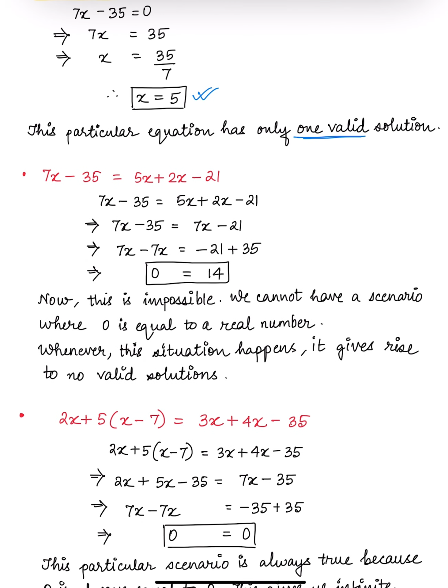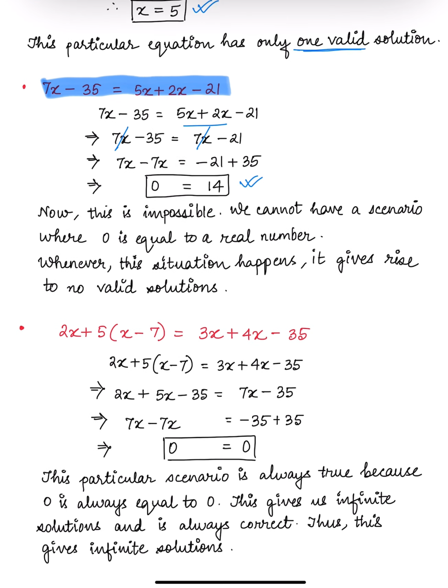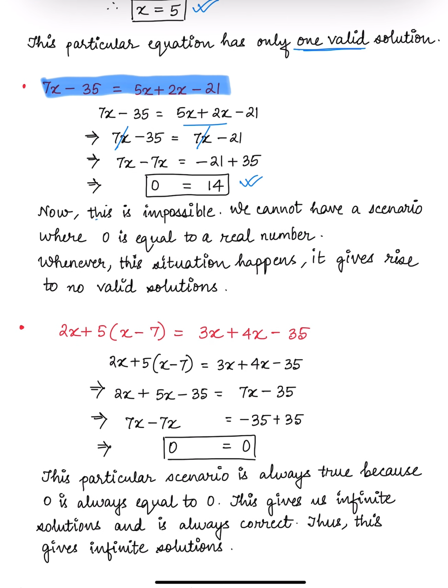Now the next part of it is this, that is 7x minus 35 equal to 5x plus 2x minus 21. So now when we solve this, we see that 5x plus 2x is 7x, so it is 7x minus 21. The 7x can get cancelled from both sides, and this will give us minus 35 equal to minus 21, that is 0 equal to 14. Now this is impossible. 0 cannot be equal to 14. So this happens when there are no valid solutions. So this is the concept of zero solutions.